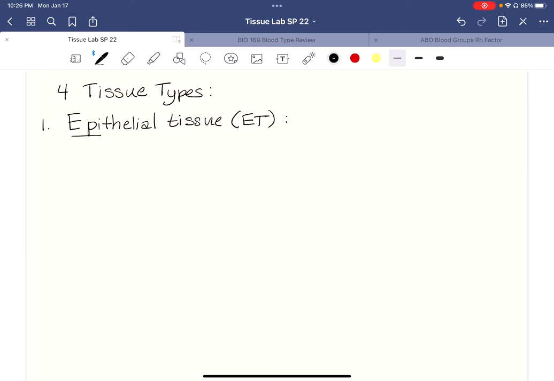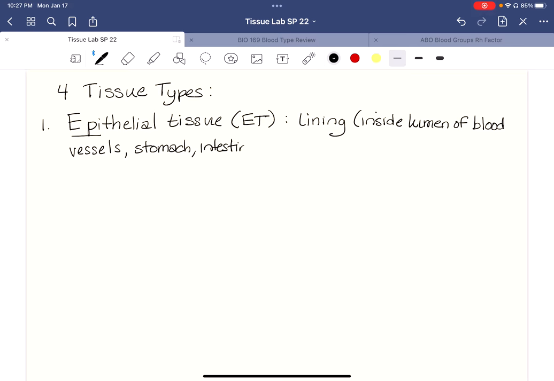Now, it can be superficial inside the body, meaning it can be the layer that is lining, as in the inside, the lumen of, for example, a blood vessel, where it would be called an endothelial tissue, or say the stomach, intestines, ureters, etc. Those are tissues that are facing the inside of a passageway. So literally they are the most surface, even though they were inside the body.